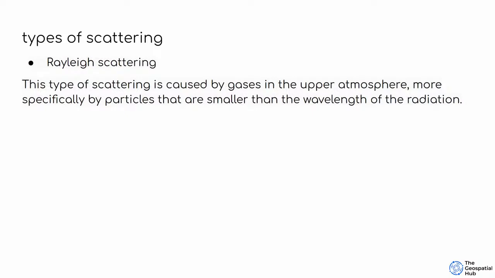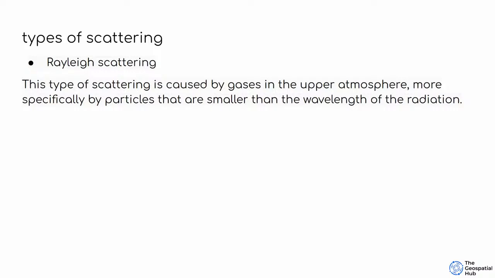Rayleigh scattering causes shorter wavelengths, remember we said the particles are small compared to the incoming wavelengths from the radiation, to be scattered more than the longer wavelengths. Now this Rayleigh scattering is the dominant scattering mechanism in the upper atmosphere, and this is the reason we see the sky as blue.